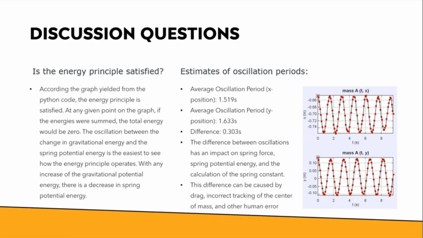Discussion questions. Is the energy principle satisfied? According to the graph yielded from the Python code, the energy principle is satisfied. At any given point on the graph, if the energies were summed, the total energy would be 0. The oscillation between the change in gravitational energy and the spring potential energy is the easiest way to see how the energy principle operates. With any increase of the gravitational potential energy, there is a decrease in spring potential energy.